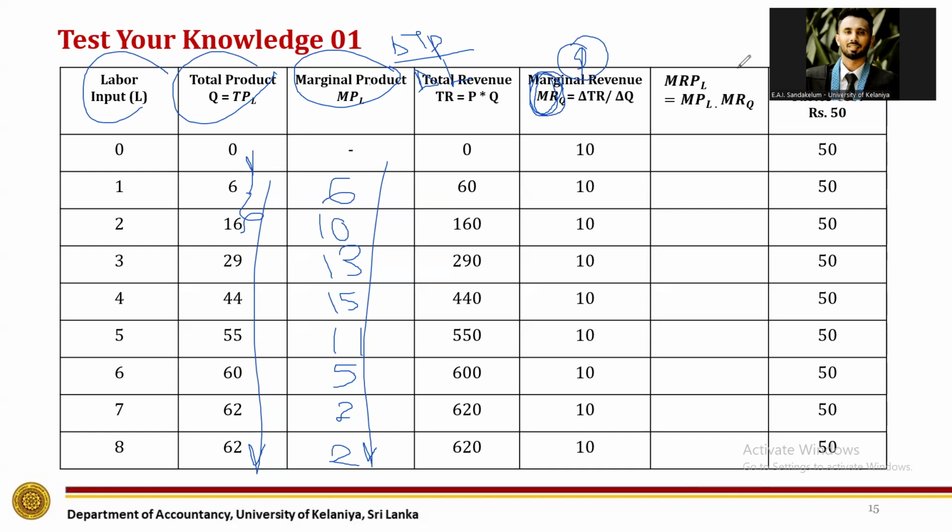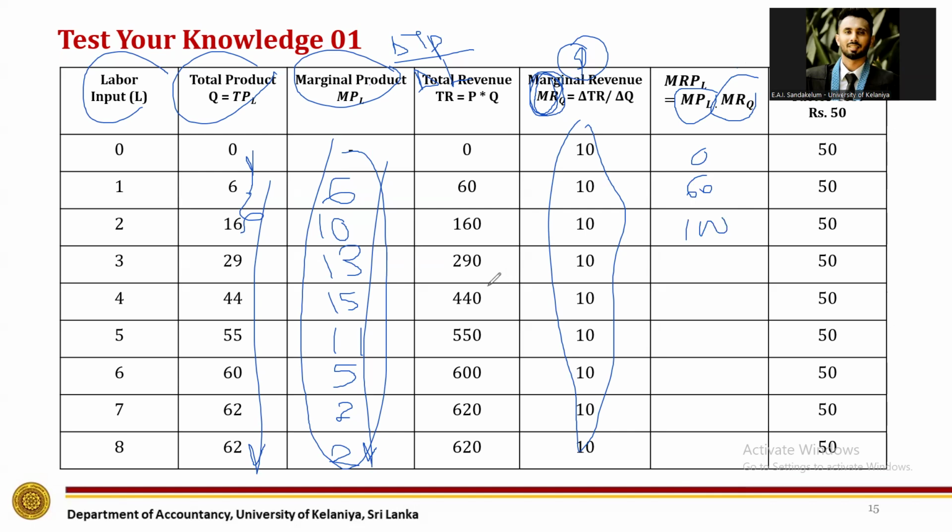To generate the marginal revenue product, you need to take the marginal product of labor, which we already found, and multiply it by the marginal revenue of the quantity, which is given. So this is 0. 6 into 10 becomes 60. 10 into 10 becomes 100. 13 into 10 becomes 130. 15 into 10 becomes 150. 11 into 10 becomes 110. 5 into 10 becomes 50. 2 into 10 becomes 20.